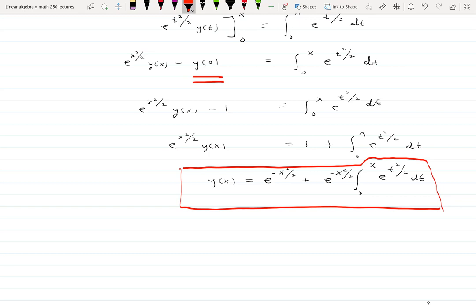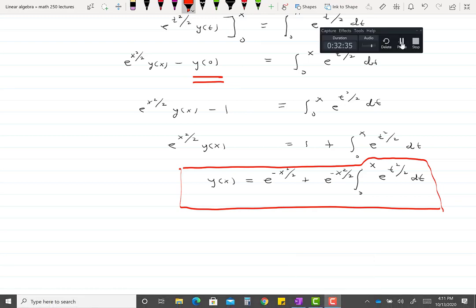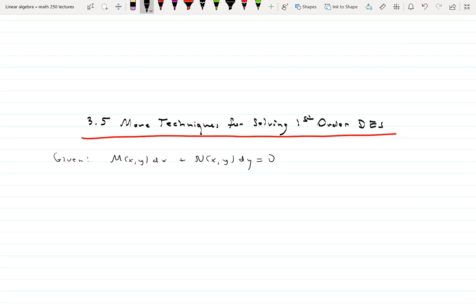All right, so let's move on to section 3.5. Our next section, 3.5, covers more techniques for solving first-order differential equations. Specifically, from this section we're only going to look at two additional, very popular methods. Not every first-order differential equation is going to be separable or exact, as we saw in previous sections. Nor is every one going to be first-order linear. So sometimes we have first-order differential equations that require additional methods.